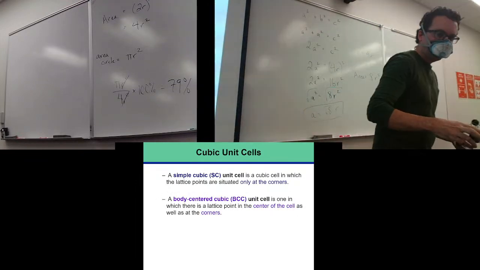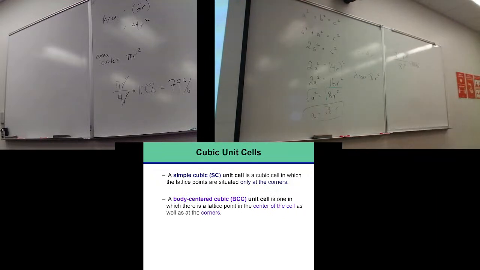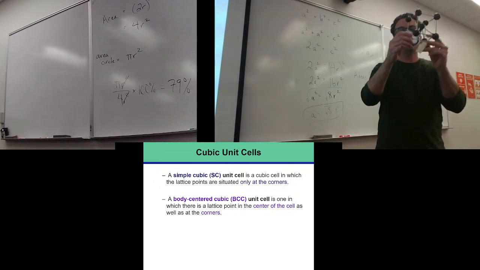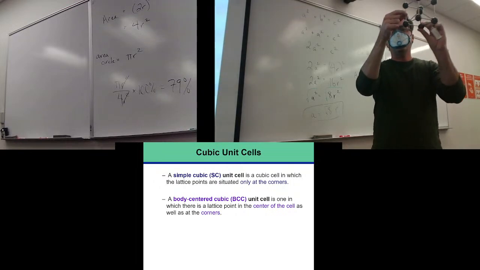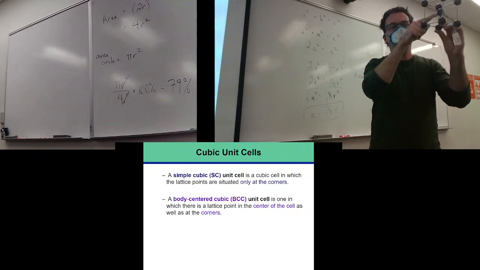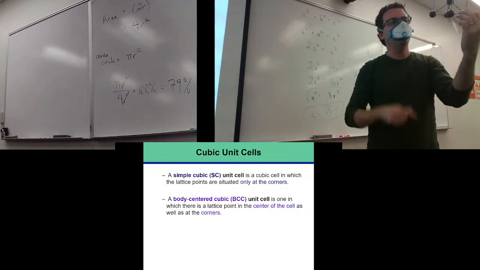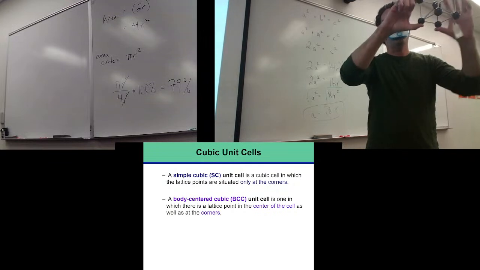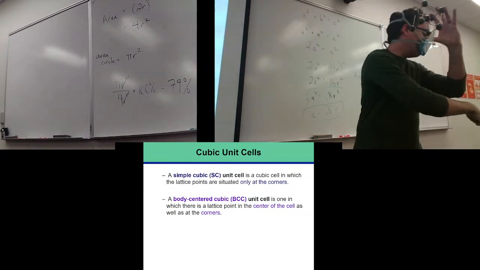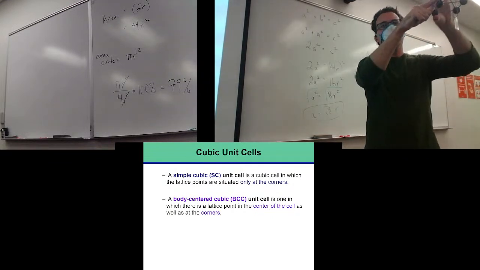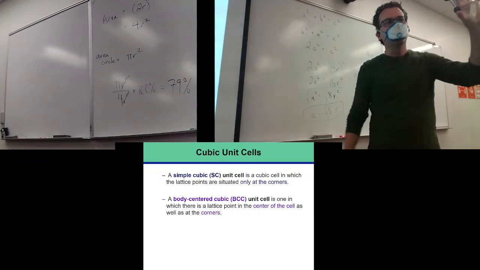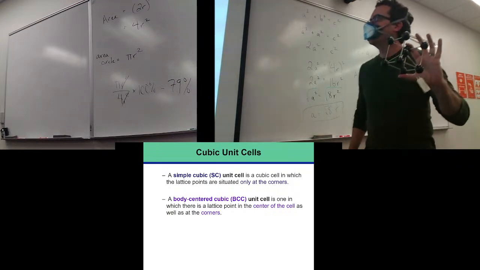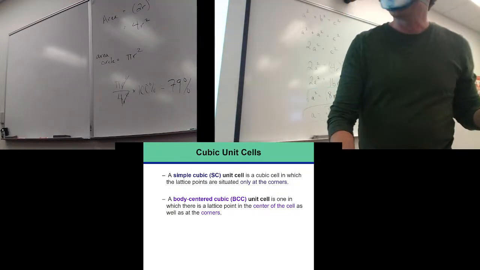We also have something called body-centered cubic. And body-centered cubic looks like this. So ignore the actual connections. I mean, you can't have this floating in space. It has to be connected somehow. But the positions are what matters. We have all the corners, just like simple cubic, but we also have one right in the middle, right inside. This is what's called body-centered cubic crystal systems.